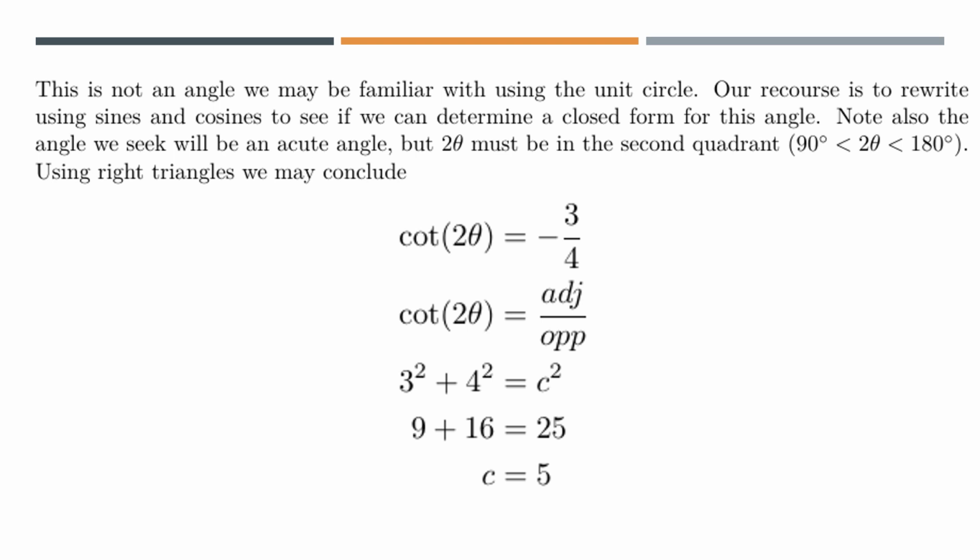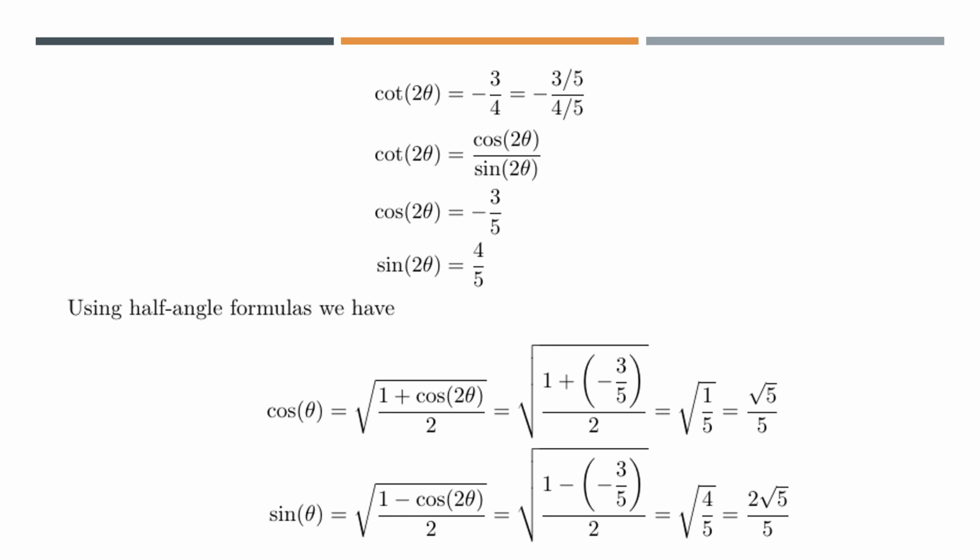So what we're going to do is use right triangles. We know that the cotangent of an angle is adjacent over opposite. We also know that 3 squared plus 4 squared is going to be our hypotenuse squared, so we get the hypotenuse to be 5 for this particular triangle. So we can rewrite the cotangent of 2 theta as negative 3/4. We can say that's equal to negative 3 over 5 divided by 4 over 5. I divide both top and bottom by 5, so I don't change the value.